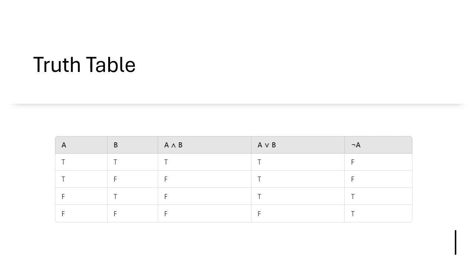So these are the symbolic representations. Negation of A, you'll get false, false, true, true. A and B, you'll get T, F, F, F. A or B, you'll get T, T, T, F.